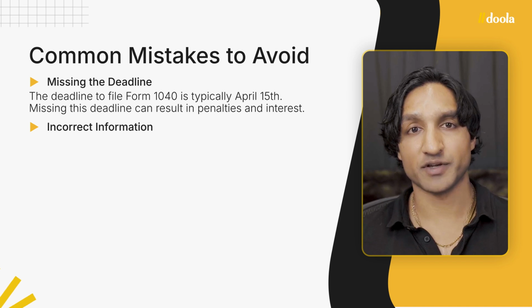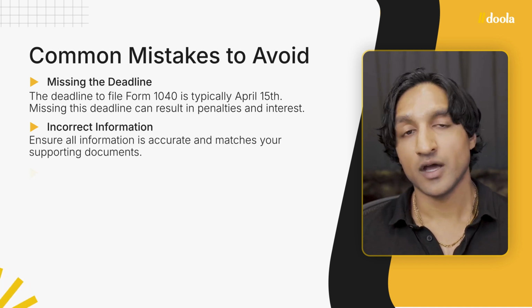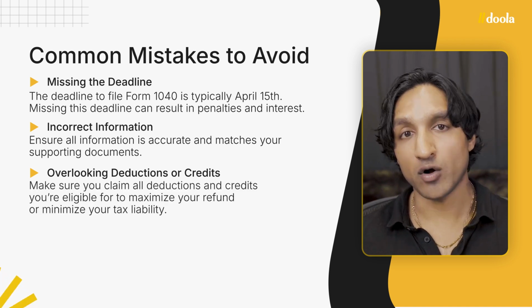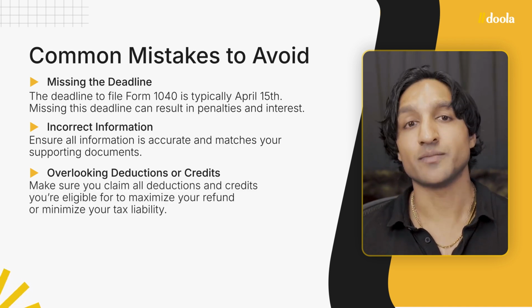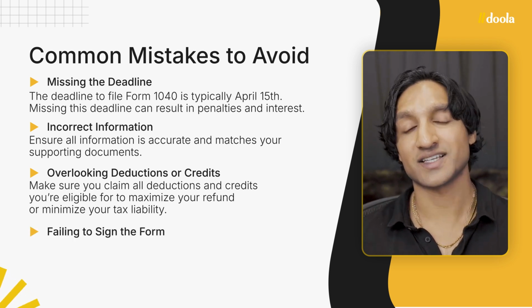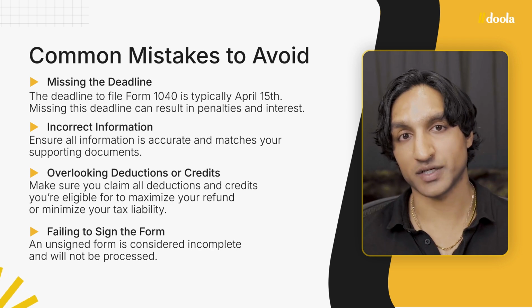Number 2 is incorrect information. Ensure all information is accurate and matches your supporting documents. Number 3 is overlooking deductions or credits. Make sure you claim all deductions and credits you're eligible for to maximize your refund or minimize your tax liability. Number 4, failing to sign the form. An unsigned form is considered incomplete and will not be processed.